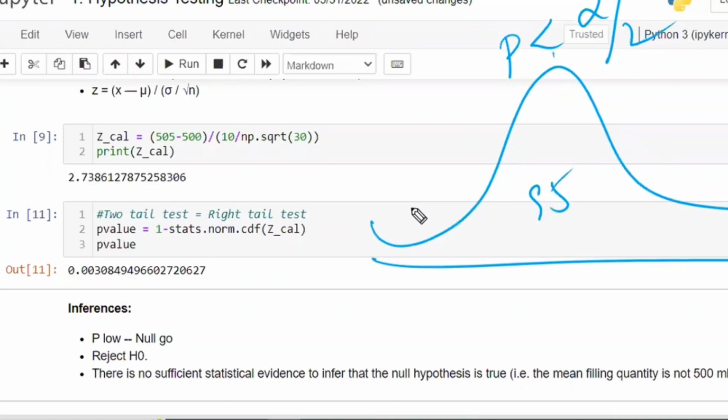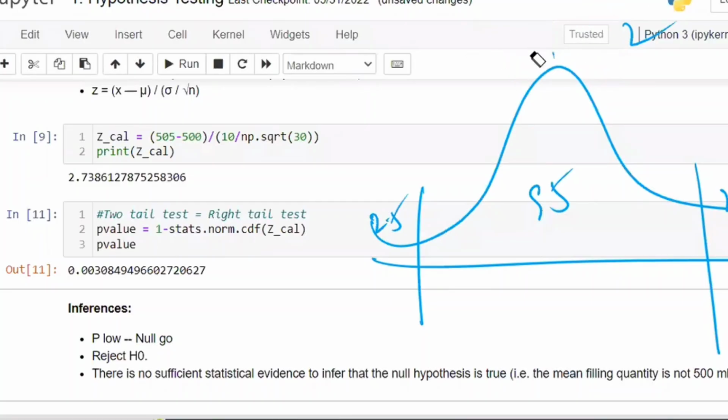95% confidence, 5% error. This is 2.5%, this is 2.5%. 95% is the acceptance area. Clear? Now here in this question, they have given alpha is equal to 0.03.